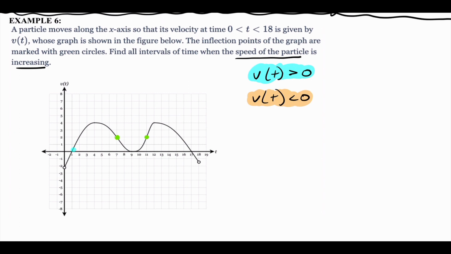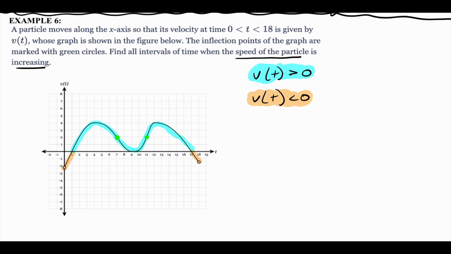Okay? So here, it's 0. Looks like it's 0 at 9.5. But then it picks back up. And the opposite would be negative. Okay? So blue is when velocity is positive. Orange is when velocity is negative.